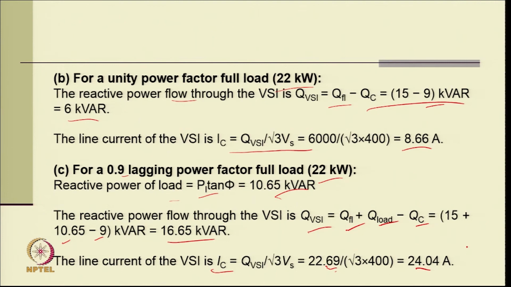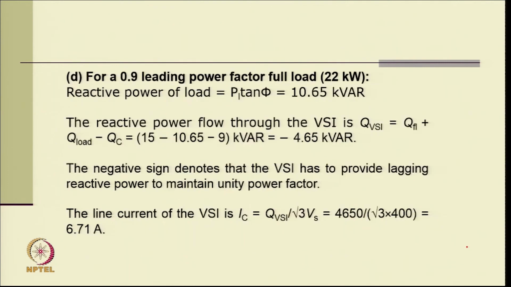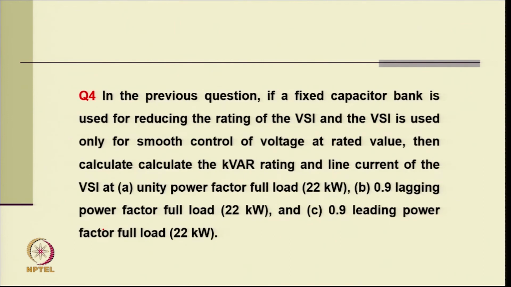So, it comes 24.04 ampere. For 0.8 leading power factor, the reactive power of the load is typically 10 kVAR, from the power factor and the kilowatt rating, and the reactive power of the VSI will be Q load minus QC. So, here it is leading 4.65 kVAR, and the negative sign denotes that the VSI has to provide lagging reactive power to maintain power, and the line current of the VSI we can calculate from Q by root 3 V. So, it comes 6.71 ampere.